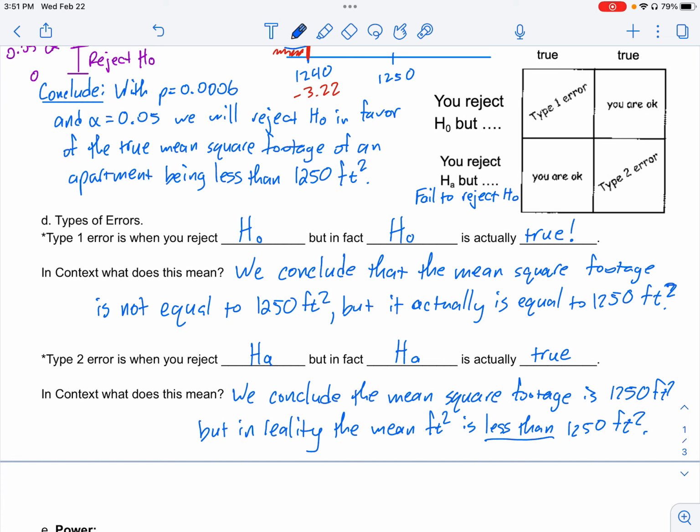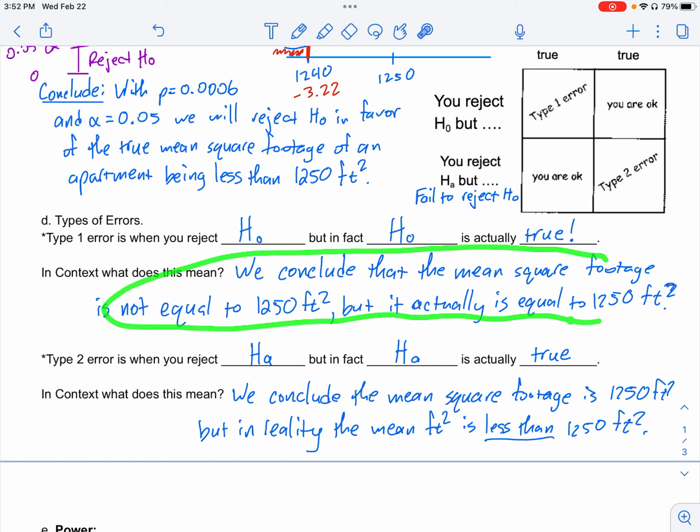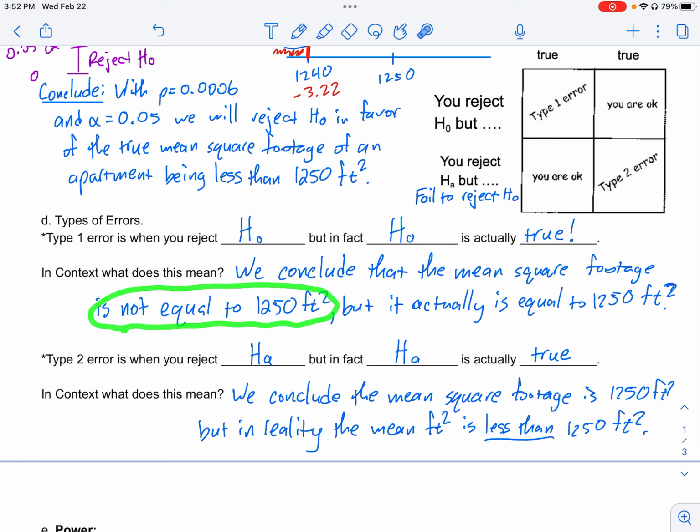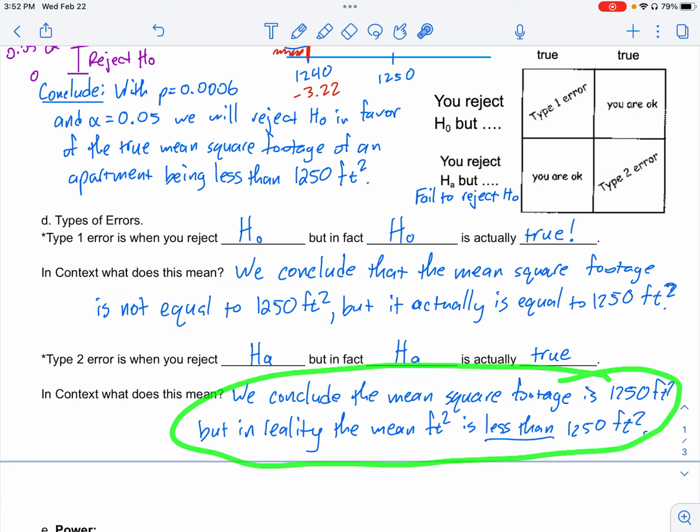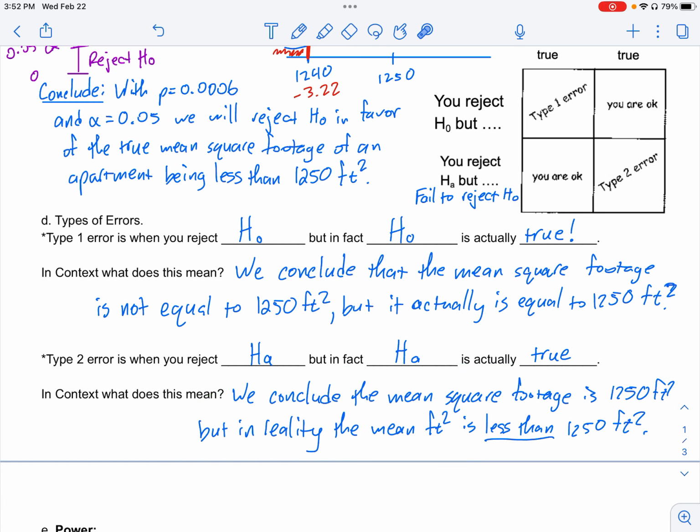Okay, that's what that means in words. And these both have drawbacks, right? This first one is a drawback to the company, to the people building the apartments. We would put out in the newspapers and online that the mean square footage, they're lying. It's actually not equal to 1250, but in fact it is. So that's like slander.